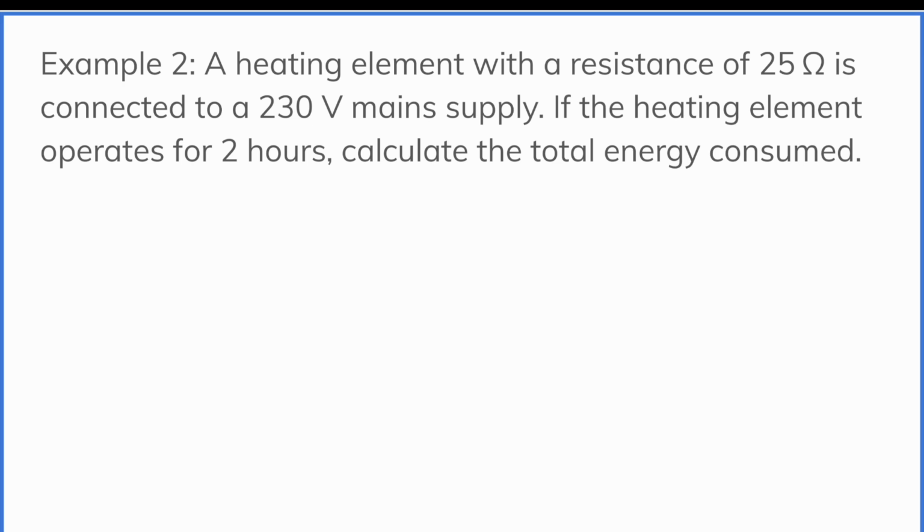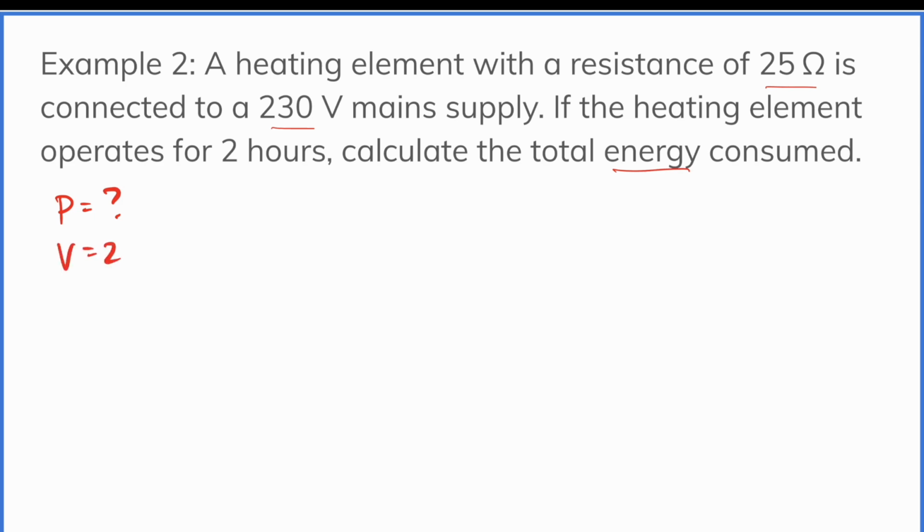Next, we have a heating element with a resistance of 25 ohms, and it's connected to a 230 volt mains supply. If the heating element operates for 2 hours, calculate the total energy consumed. So this is not a direct connection between energy and volts and resistance. However, we can calculate the power if we have the potential difference and the resistance, and then we can use this time to calculate the total energy. So first, we start off by finding the power. Power is what's going to connect these values all together.